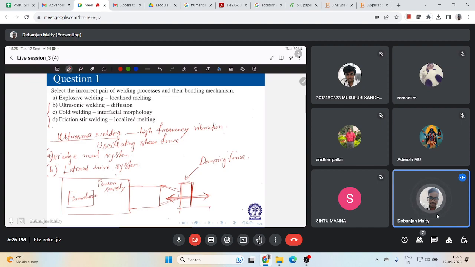And you have this welding over these two workpieces, and at the bottom you can have this anvil also. Now here this lateral drive system allows the welding parameters to be measured by a transducer, and it gives good results for thin specimens. So mostly people use this lateral drive system for thin specimens, right?